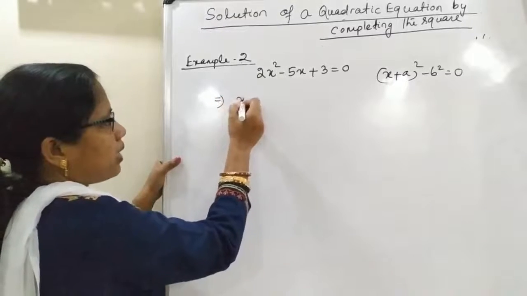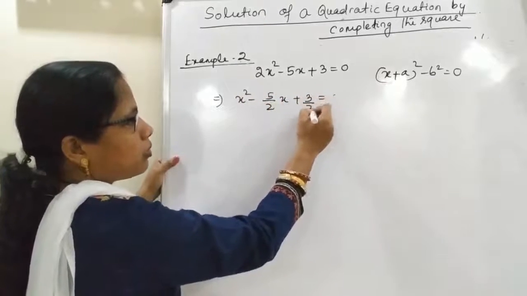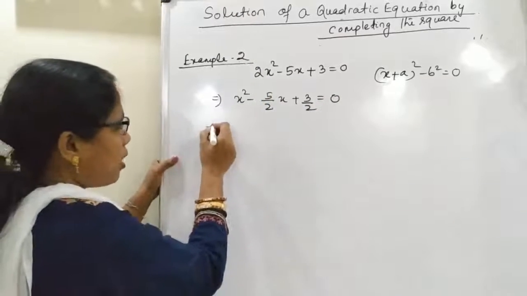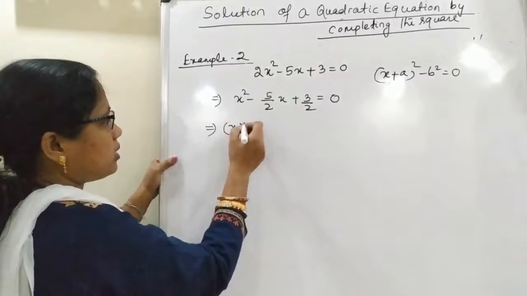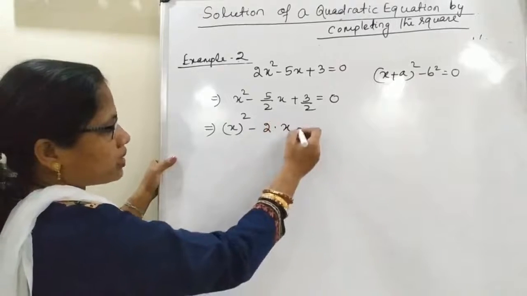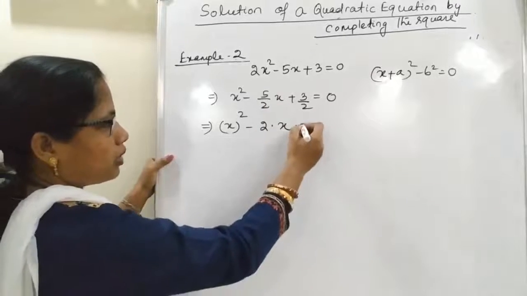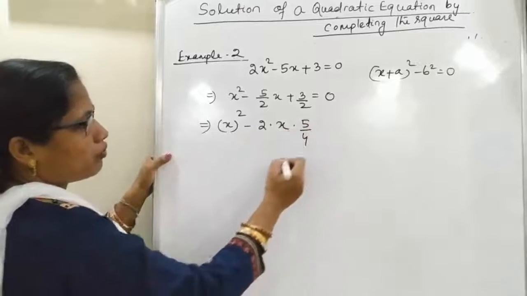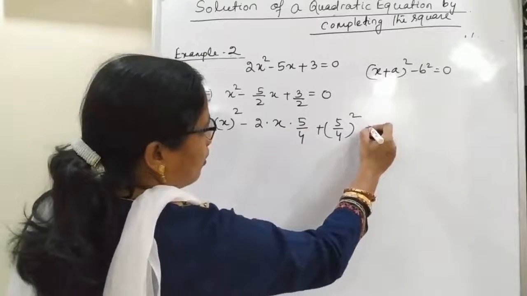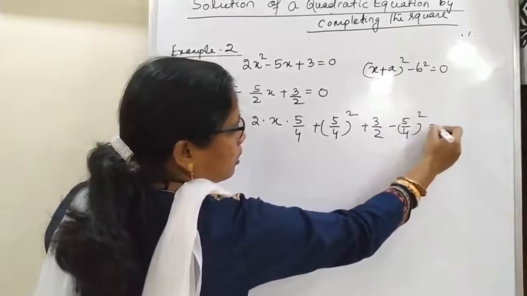So this implies x square minus 5 by 2x plus 3 by 2 is equal to 0. So these two quadratic equations are same. Now we can write it as x square minus 2 multiplied with x. So what is a? We have to find a so that the product will be minus 5 by 2x. So this becomes 5 by 4. So plus 5 by 4 whole square plus 3 by 2. Again we have to subtract 5 by 4 whole square is equal to 0.